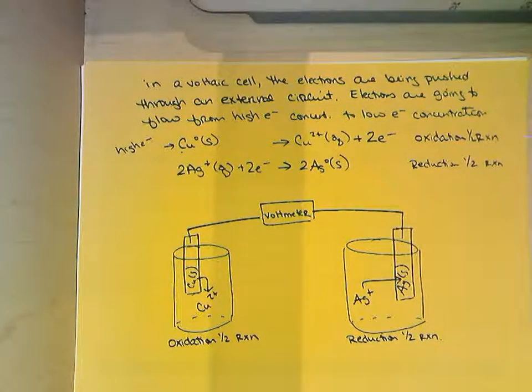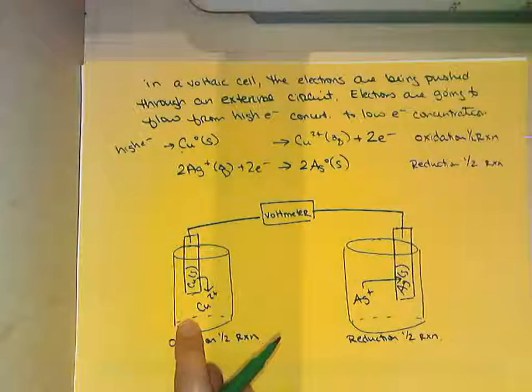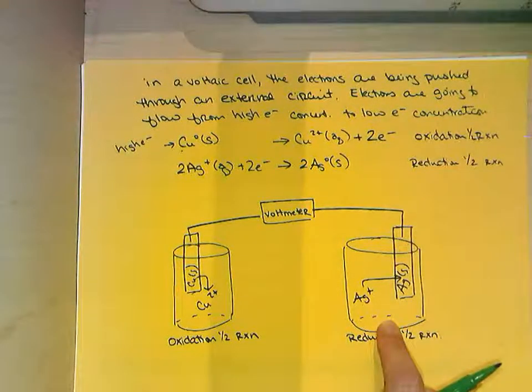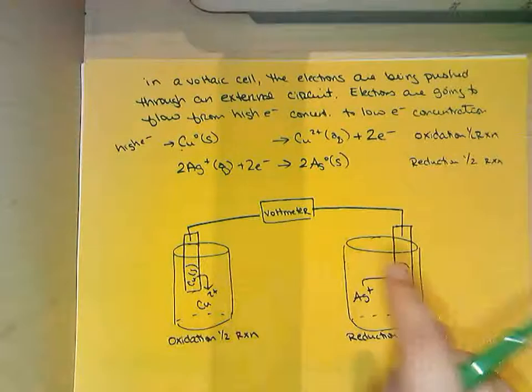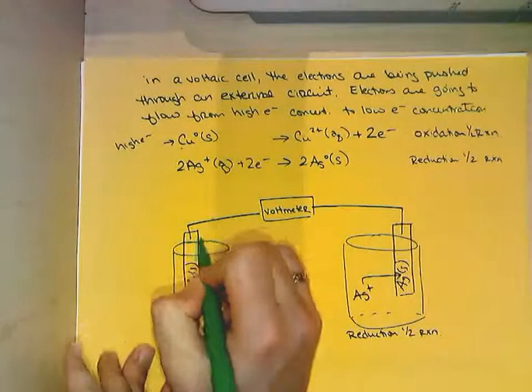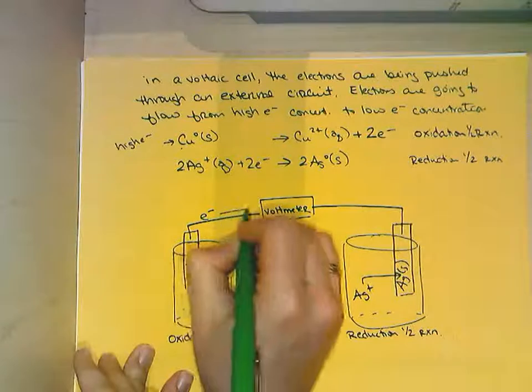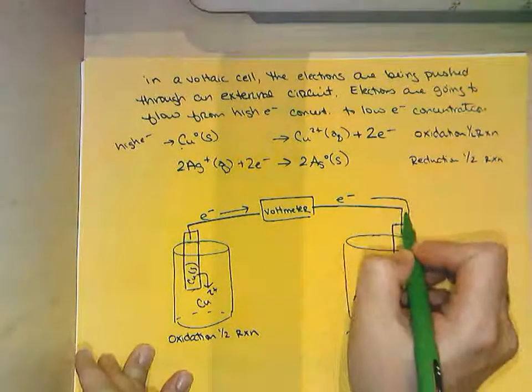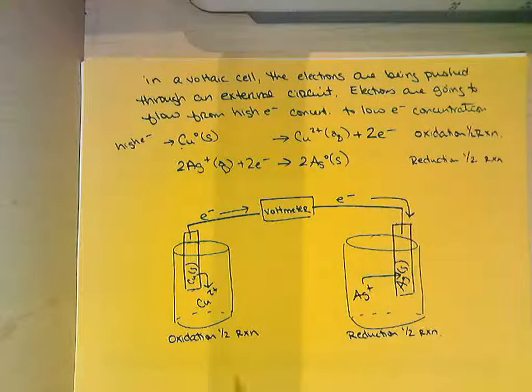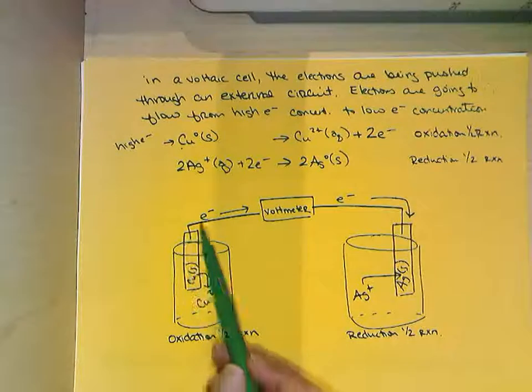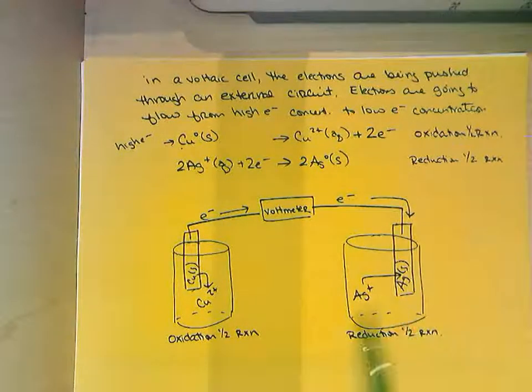All right, if this is my high electron concentration, this is my low one, the electrons are going to travel from here to here through there. So electrons are being produced, right? I'm making copper 2+ and some electrons. The electrons are leaving the beaker, going through my voltmeter, coming over here where they can be used up. The last part of my amazing sketch, which hopefully everyone's looks as awesome as this one.